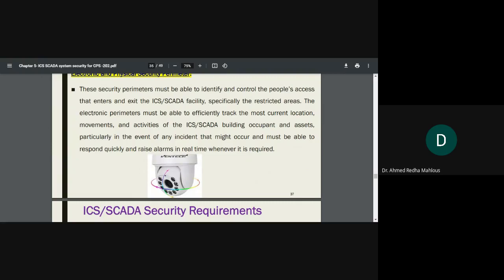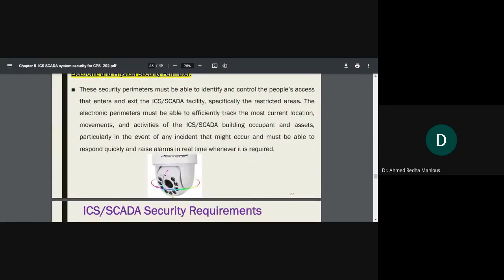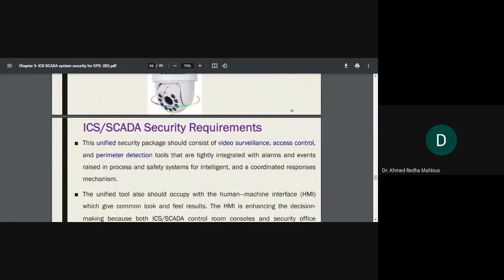Here we talk about, for instance, how you can track anyone who is inside that ICS SCADA environment, their movement, their activities within the building, who is accessing this and this room. Of course, you should have alarms in real time whenever required. If you find someone who accesses a restricted area without providing any authentication or credential, you should send an alarm.